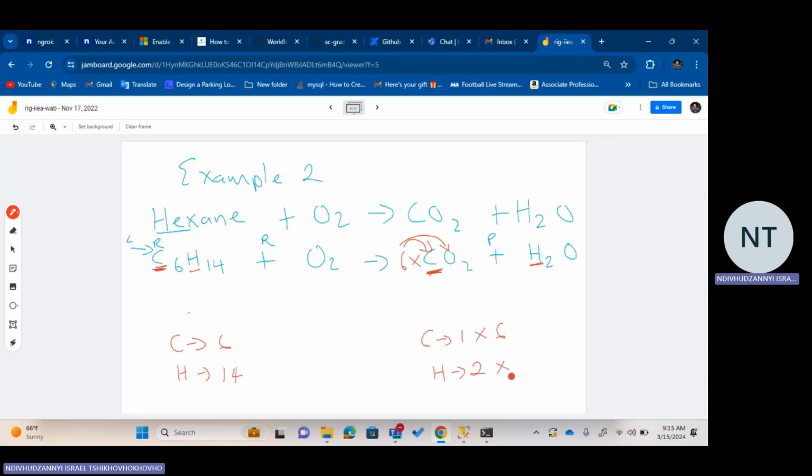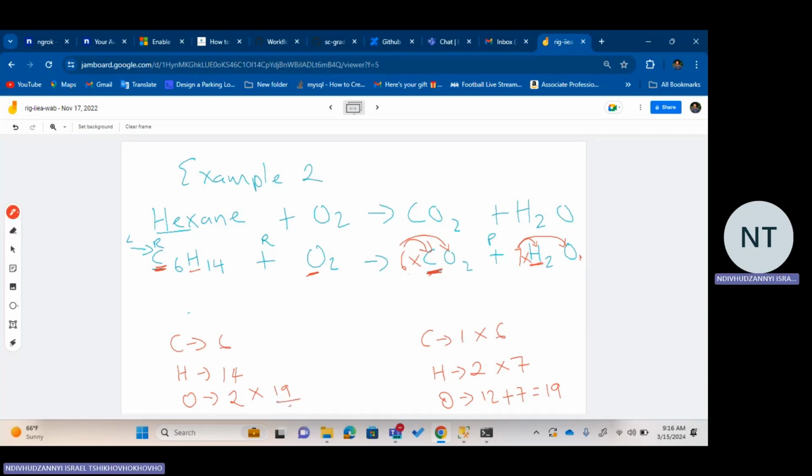Then to balance that, to make it 14, you have to multiply by 7. It doesn't only multiply here, it also multiplies that part, which has 1 O there. Then for O, this side we have 2. On the other side, we have 6 times 2 for O, which is 12, and 7 times 1 plus 7. So in total, you have 19. Then to balance O there, you have to multiply by 19 divided by 2.